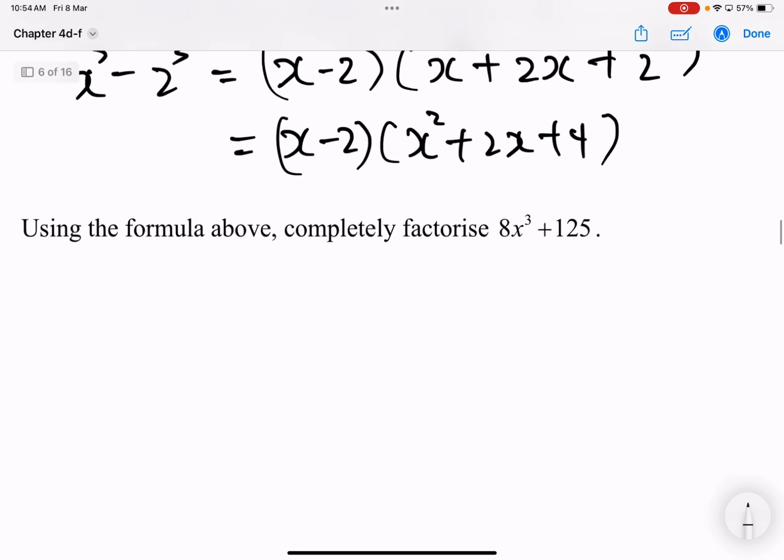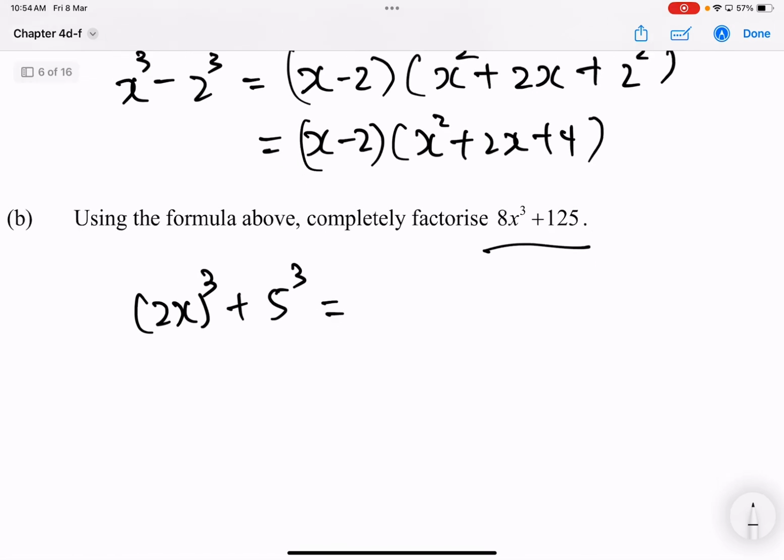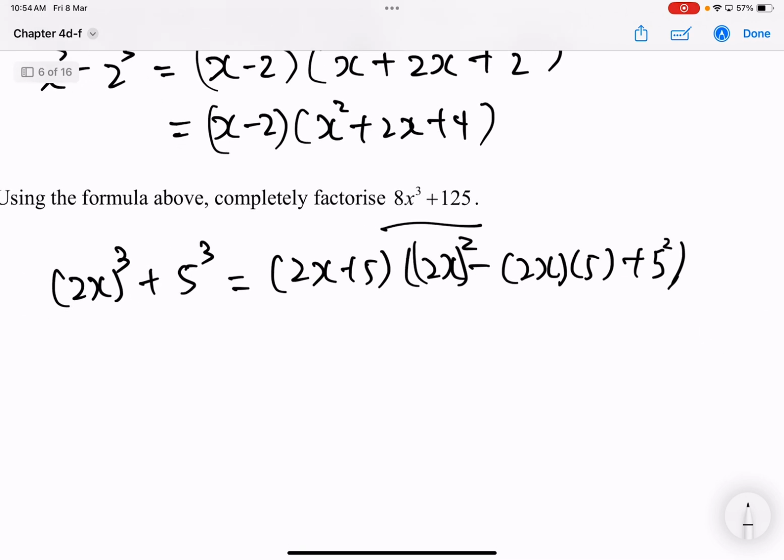Next one, completely factorize this. This one is another okay one. 8x cubed, write it as 2x cubed plus 5 cubed. Write it in this format, and then you are able to factorize. So this is going to give you 2x plus 5. The first one is a plus, so the second one is going to be a minus. Take note, this whole thing squared: 2x squared minus 2x times 5 plus 5 squared.